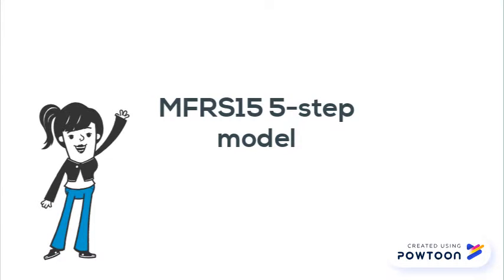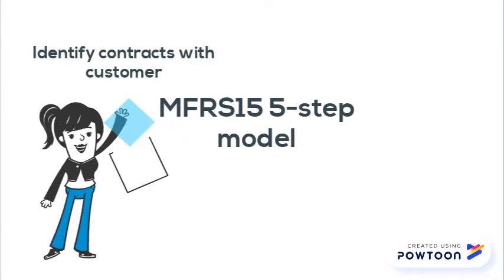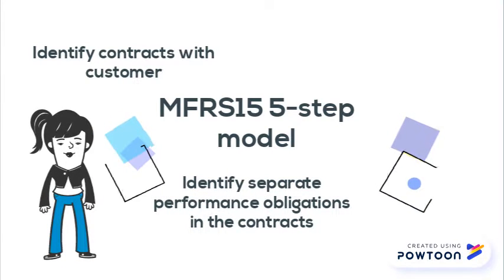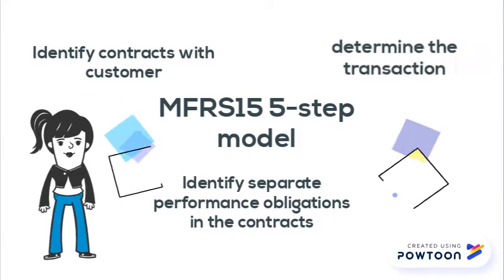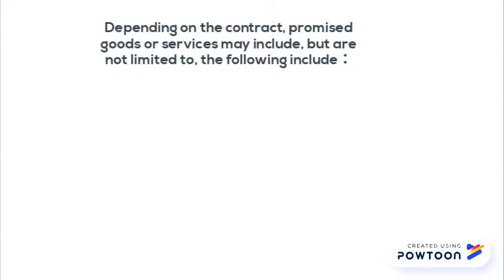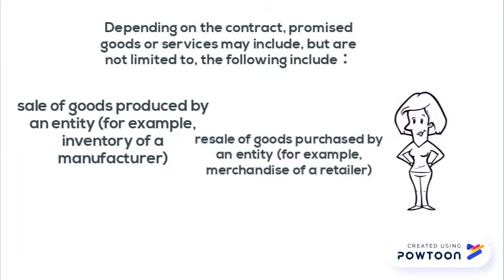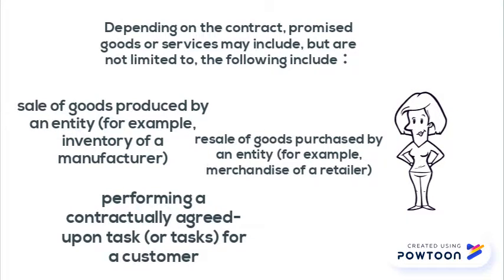MFRS 15 5-step model: 1. Identify contracts with customer. 2. Identify separate performance obligations in the contracts. 3. Determine the transaction price. Depending on the contract, promised goods or services may include, but are not limited to, the following: sale of goods produced by an entity, resale of goods purchased by an entity, performing a contractually agreed upon task for a customer.